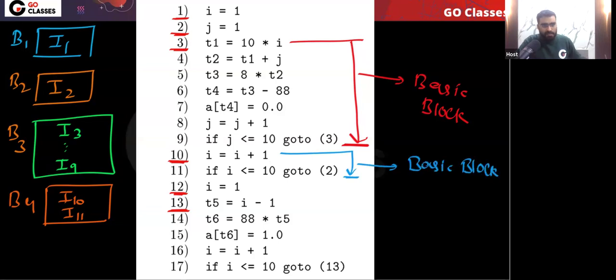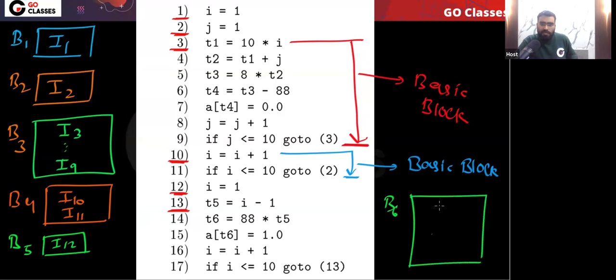After that, tell me what about B5? What is the next basic block? That will only contain I12. Yes or no? Instruction number 12. And after that, B6 will contain I13 and so on to I17. From this instruction to this instruction, this is another basic block. This is your B6.